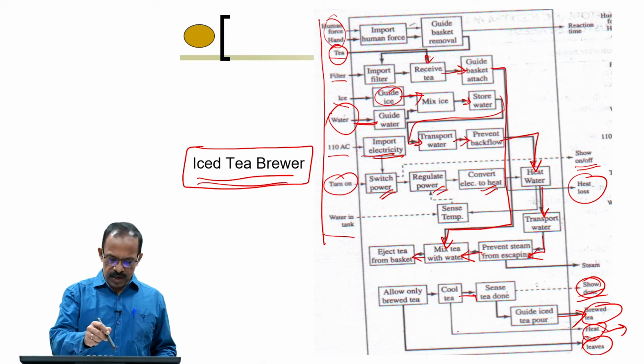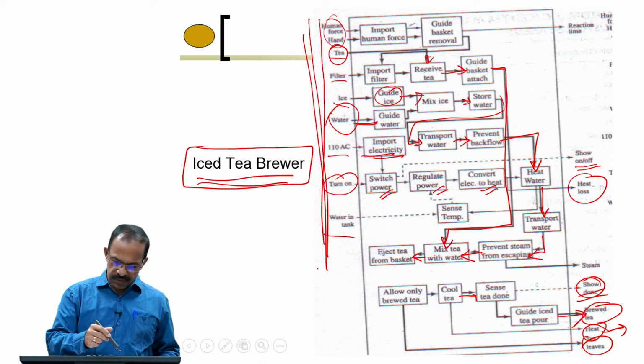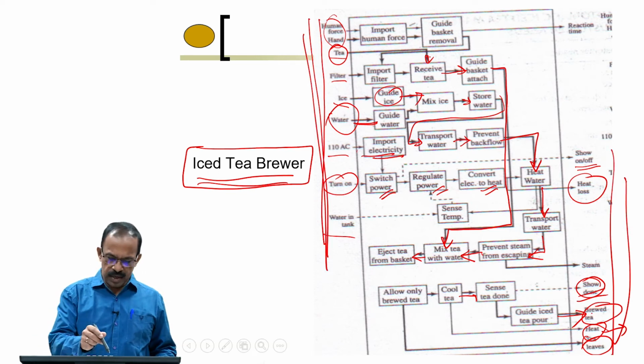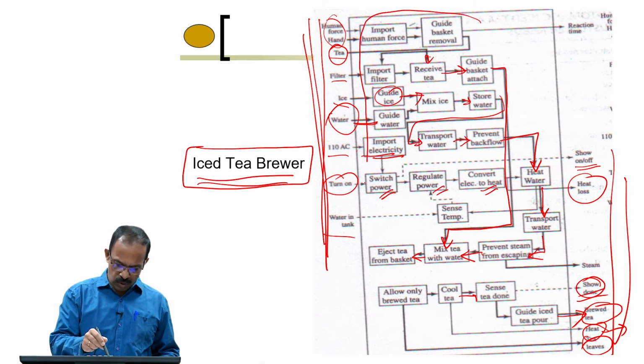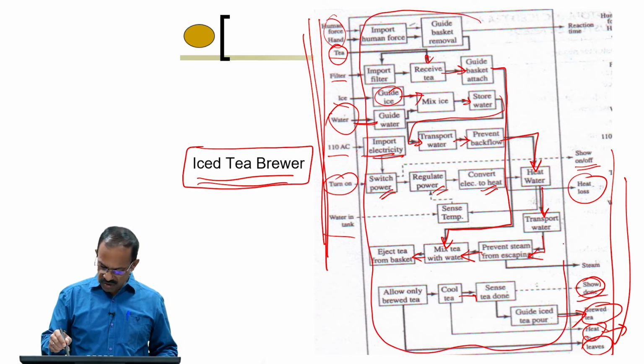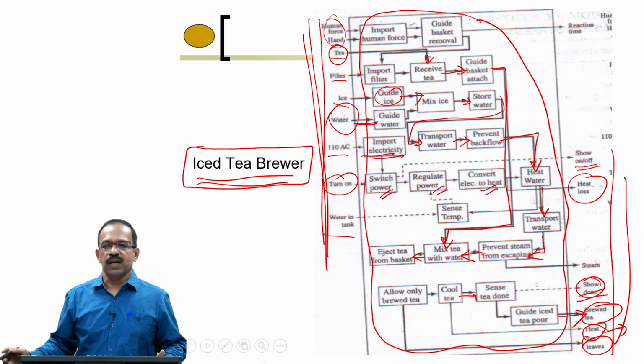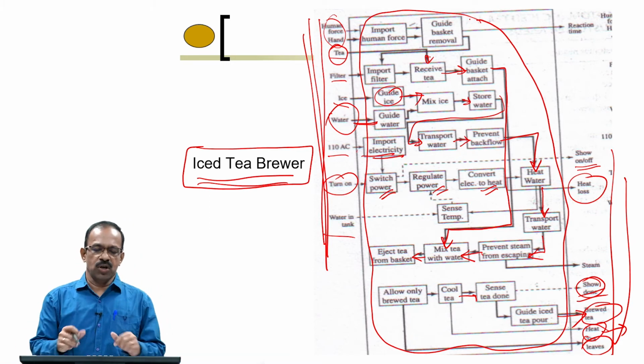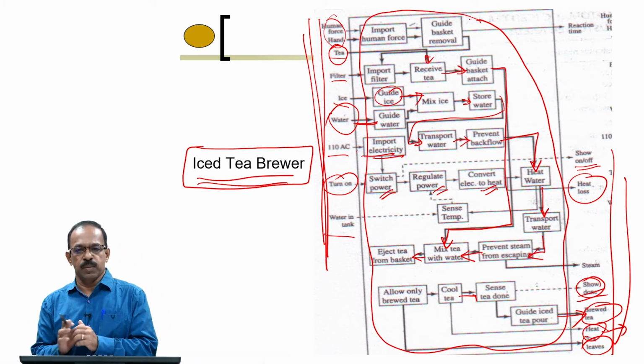So, this way you can look at the inputs to the product and the outputs from the product, and try to understand what is happening to all these inputs and how they come out. Whatever is happening inside this box shows the functions needed in the product.